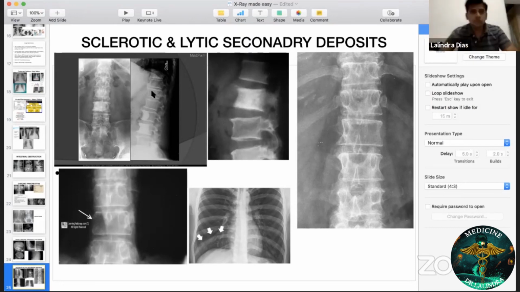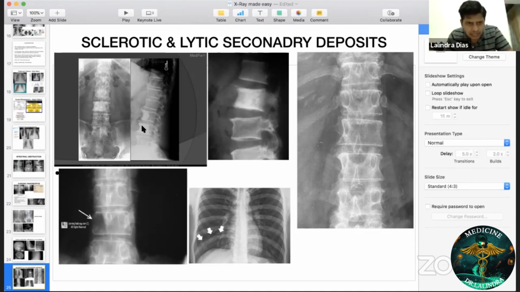Right now, these secondary deposits, some are black colored. They are called lytic lesions. Some are white colored deposits. They are called sclerotic lesions. So I have mentioned in this topic, sclerotic, white colored, or lytic, black colored secondary deposits. So some are black colored deposits, like they are making holes. Some are white colored, they make it whiter. So what are the conditions which cause white colored metastatic deposits? What are the conditions which cause black colored metastatic deposits?